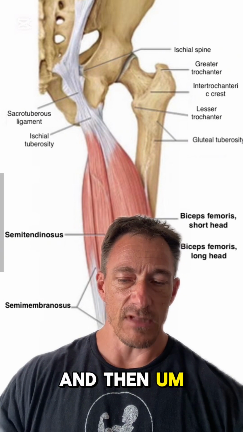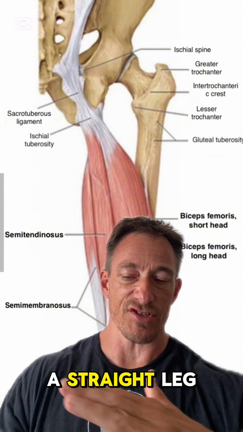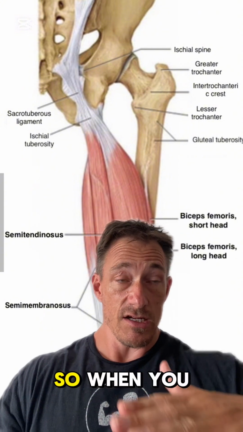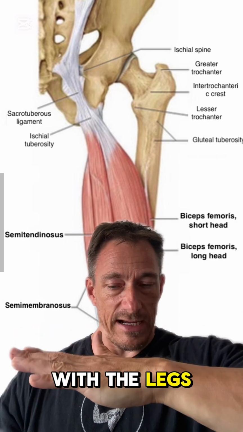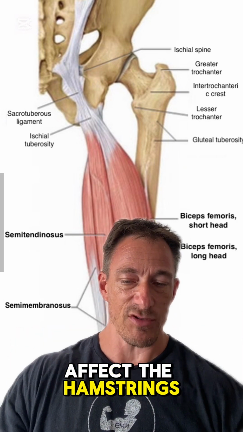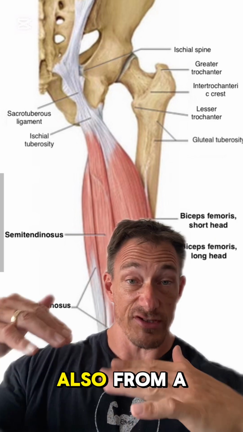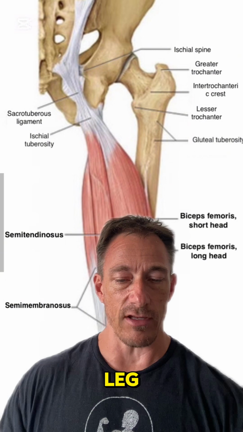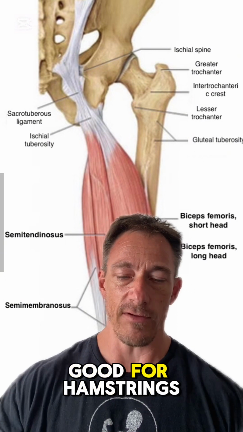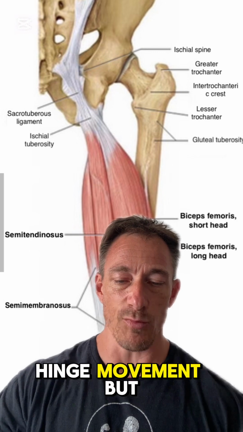After that, we've got hip extension variants. You've got a straight leg bridge, so when you bridge up with the legs straight, that will actually affect the hamstrings. And upright hip extensions, and you can do leg curls also from a bridge position. I had to do this during COVID when I didn't have a leg curl machine. Very good for hamstrings, still not as good as a lying leg curl or a hip hinge movement, but still very good.